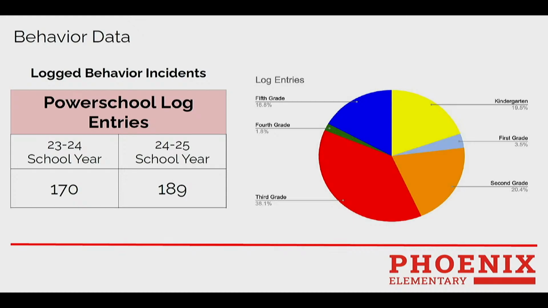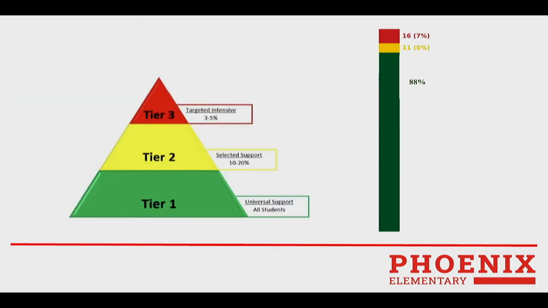And then I'll go to the next slide. There you go. So there's the triangle, the PBIS triangle. Tier 1 is the universal support for all students, where they're getting their lessons from the counselor, the classroom meetings, all the Phoenix Pride, our monthly Word of the Month. They're having all the same lessons.